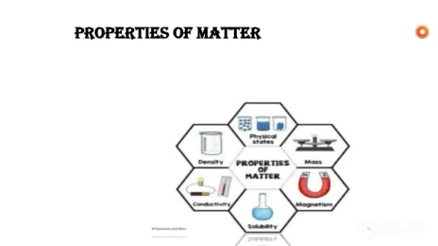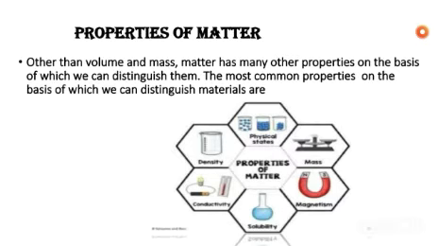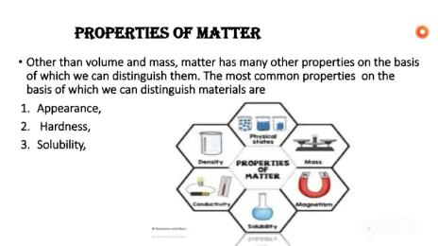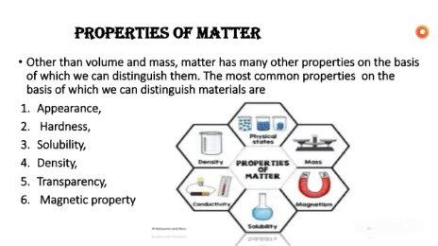Now we have the properties of matter. We saw what was matter, we saw the states of matter, that is solid, liquid, gas, and now we will see the properties of matter. Other than volume and mass, matter has many other properties on the basis of which we can distinguish them. The most common properties that we discussed were appearance, hardness, solubility, density, transparency, and magnetic property. So this was about the lesson that we studied.